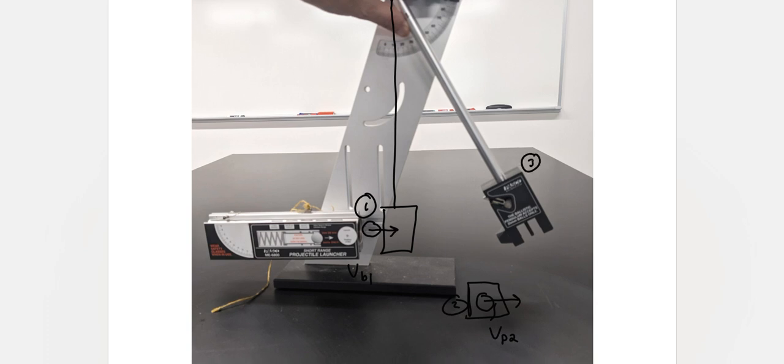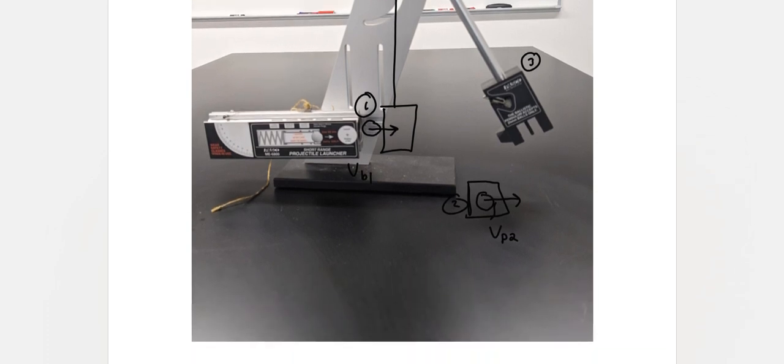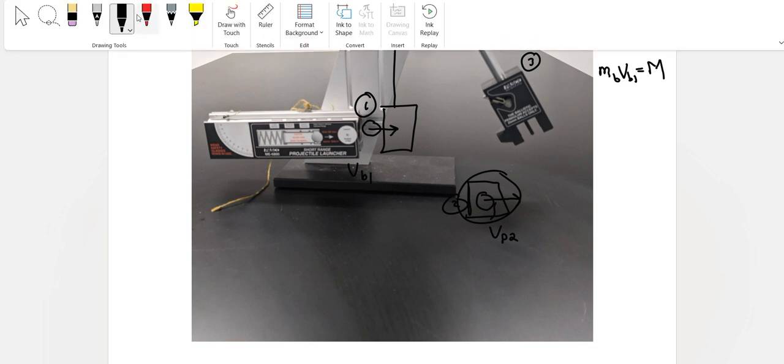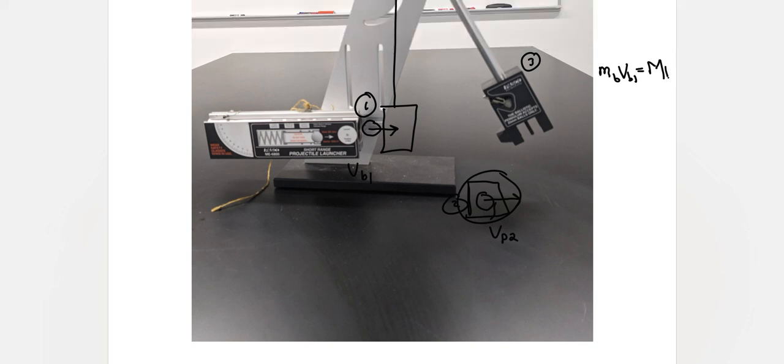So equation-wise, if we equate the momentum of the ball in picture 1 to the momentum of the system in picture 2, that's going to allow you to write out: m, the mass of the ball, times velocity of the ball in picture 1, equals, I'm going to put a large M here for the mass of the entire system, ball and pendulum, times the velocity of the pendulum in picture 2. Right now we're going to go after this.